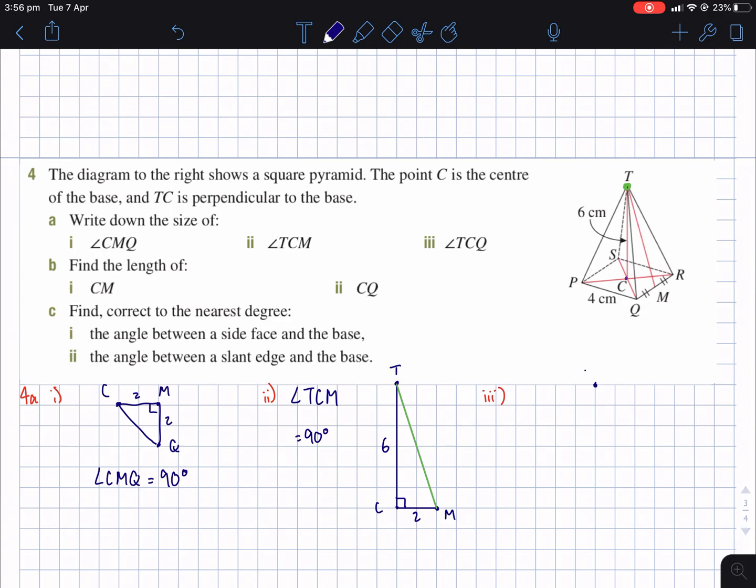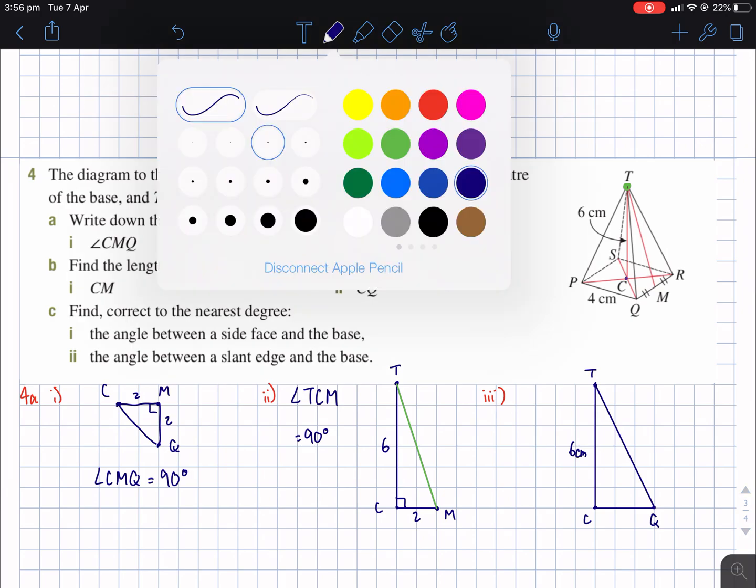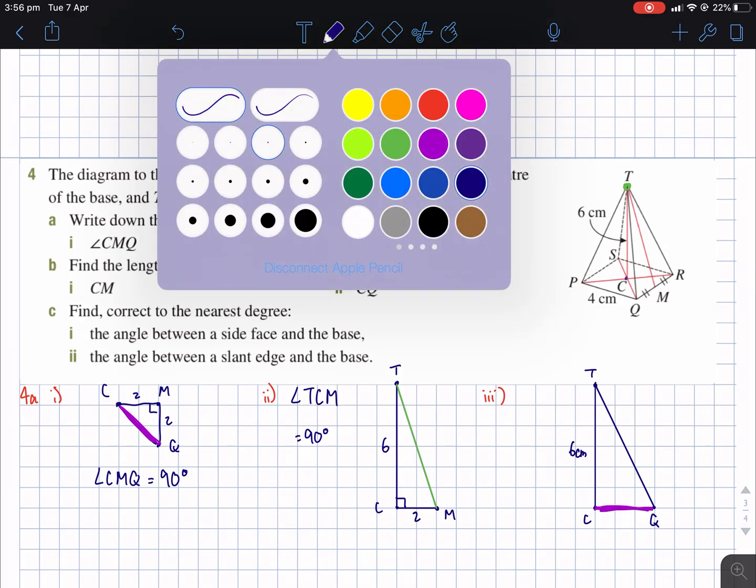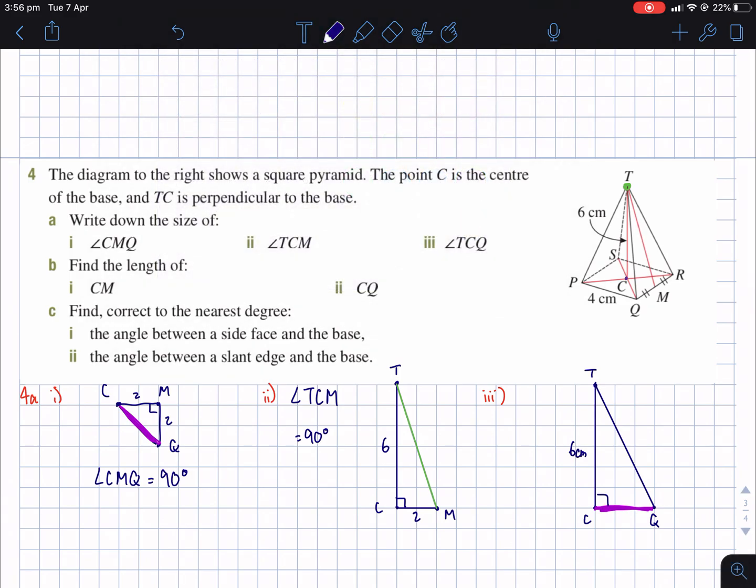So we've got T, we've got C, and we've got Q. This is not to scale. You know T to C is 6 centimeters. C to Q we don't know yet. We could figure it out because C to Q also appears on this one, so they're the same line. But all we need is the angle TCQ. So as you can see again, it's 90 degrees.